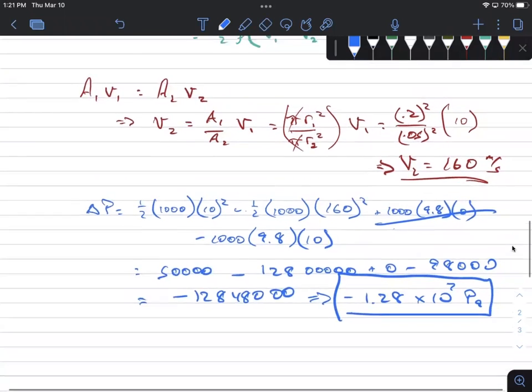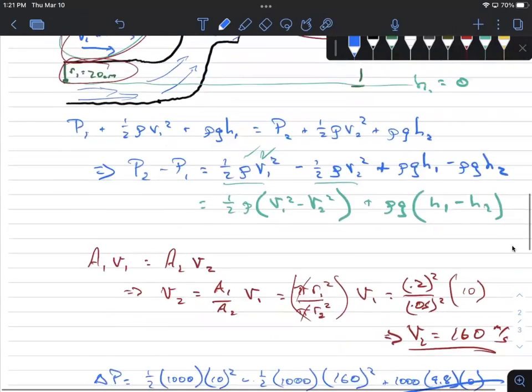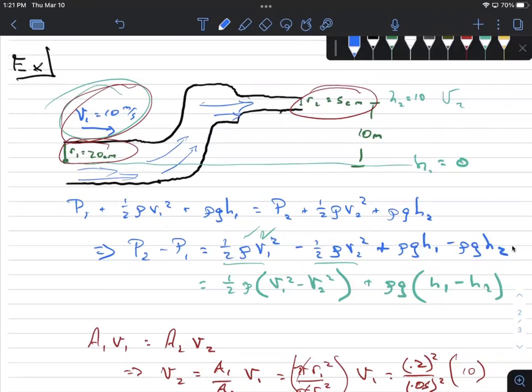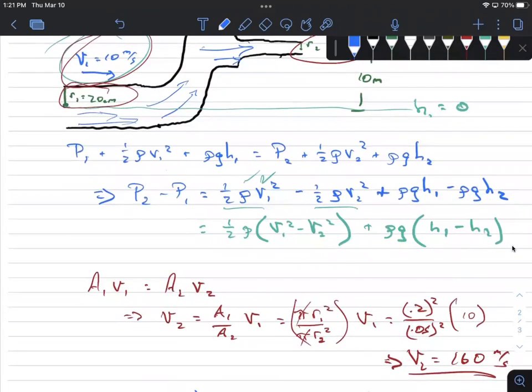But there you go. Here we have an example where everything's important. Not only are you changing the size of the pipe, you're also changing the height. So I use Bernoulli and I keep everything. I solve for delta P. Now that I have it, I need every term.